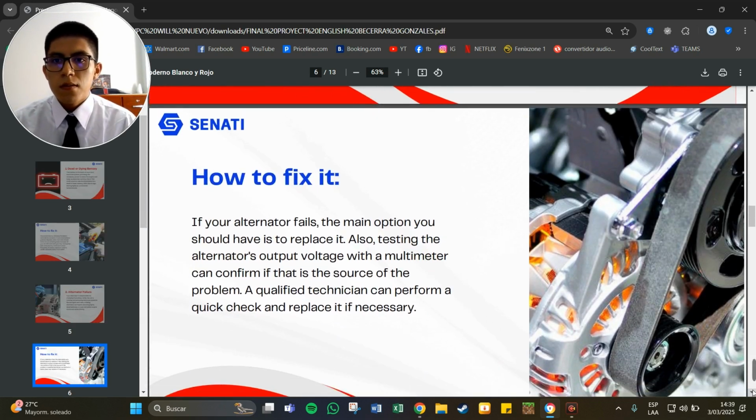How to fix it? If your alternator fails, the main option you have is to replace it. Also, testing the alternator output voltage with a multimeter can confirm if that is the source of the problem. A qualified technician can perform a quick check and replace it if necessary.